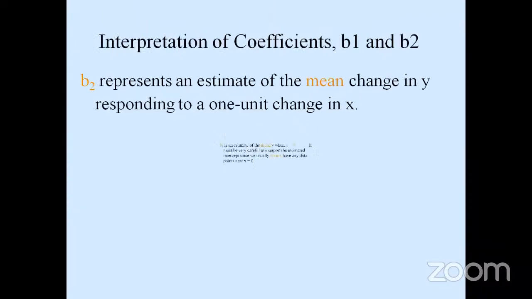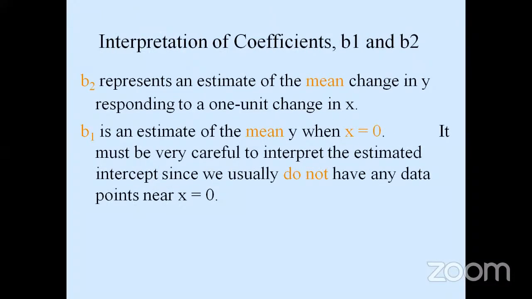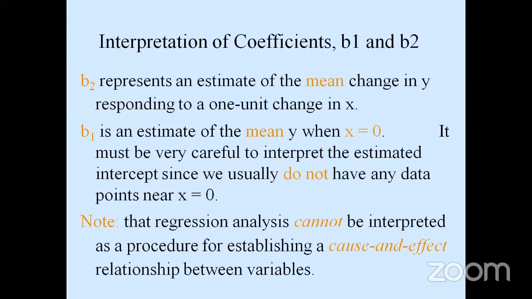So how will we generally interpret these coefficients? Interpretation of coefficients B1 and B2: B2 represents an estimate of mean change in Y in response to 1 unit of change in X, and beta 1, that is B1, is an estimate of mean Y when X is equal to 0. I will tell about this B2 in detail when we see an example. That means 1 unit of change in X responding to its Y. How actually the mean change takes place, I will explain in detail in the later slides.